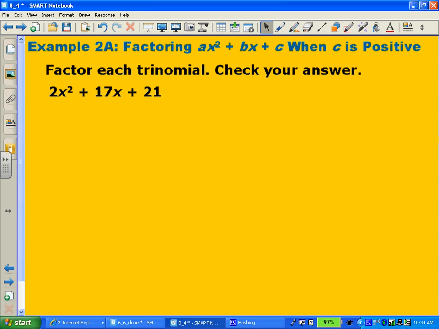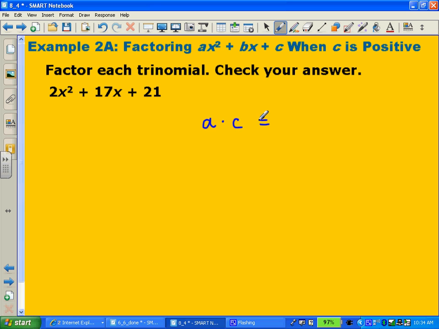So if I take this trinomial here, the first step of the trick is first of all to make sure that there's no GCF here, because if there is, the trick doesn't work. If there is one, I have to factor it out first before I can use this method. We won't call it a trick, we'll call it a method. So there's no GCF, so the first step is to multiply A times C.